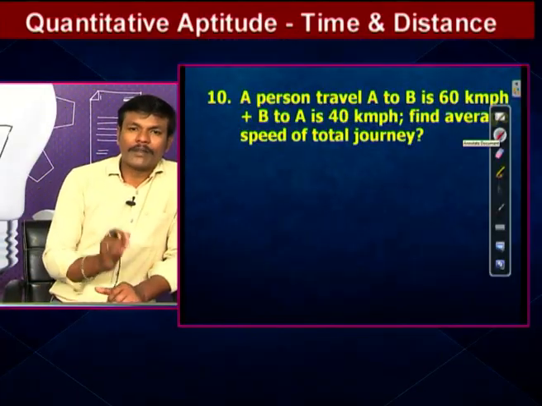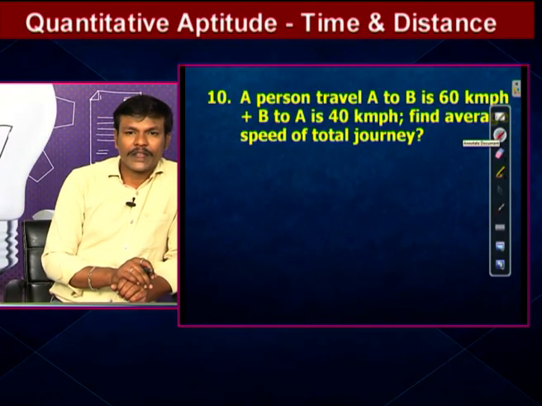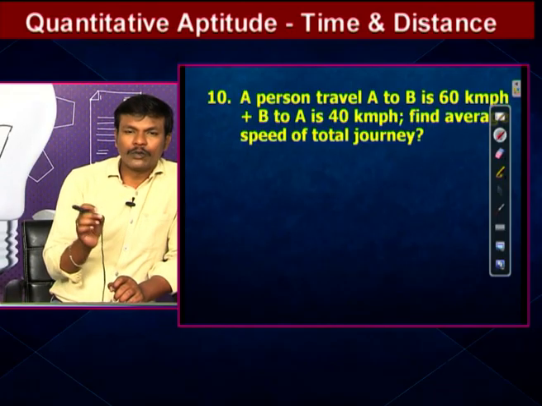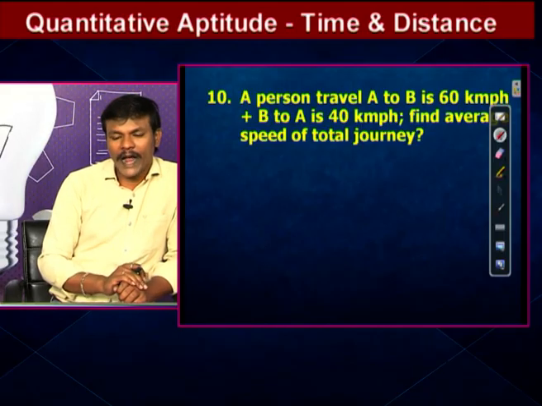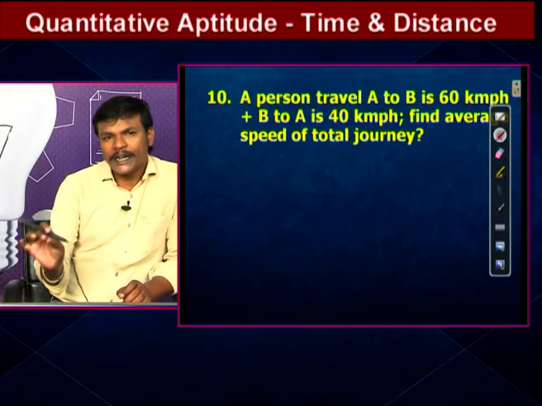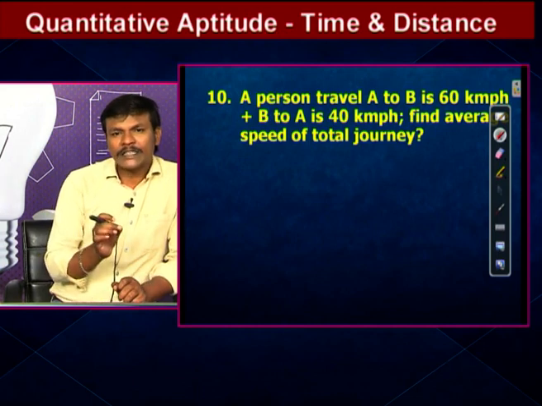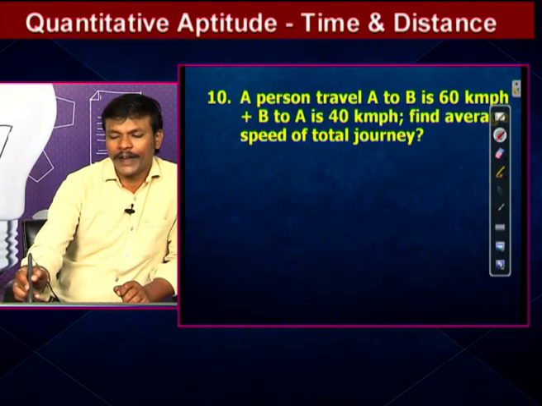In the previous problem, it was half of the journey. That means when the person travels with the two speeds, the distance travelled at each speed should be equal. Half of the journey is equal, so A to B and B to A are also equal. The condition is equal distance travelled by the person with the two speeds to find the average speed.